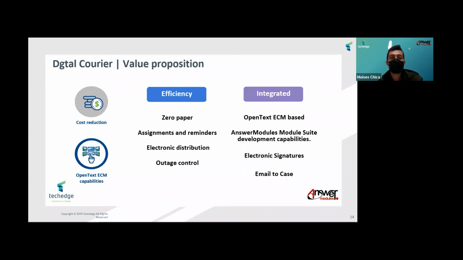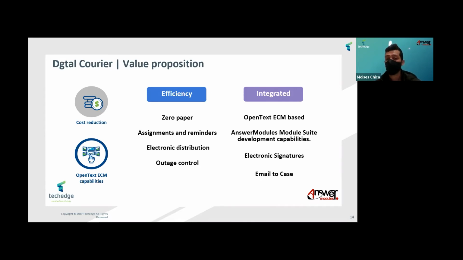Our third value is efficiency. I'm really proud of saying this. We have a zero paper process. We'll let you achieve a zero paper process. We don't even print, we don't even need the sticker papers for the labels, actually. We have assignments and reminders that will let tasks be reassigned when they are due, for example, or to have delegated users. We are using electronic distribution for electronic communications, but physical communications as well.